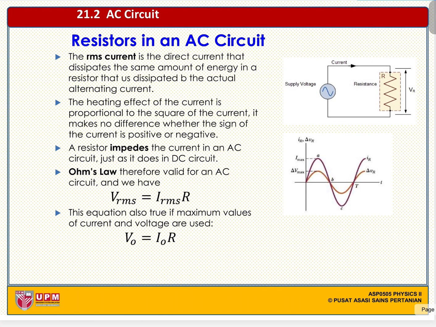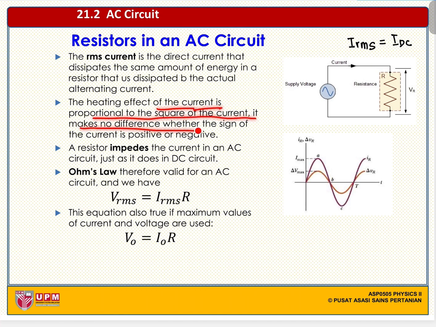So, that means the current that we will use is IRMS, which is will be equal to I DC yang dissipated same power in the resistor. Okay, the heating effects of the current is proportional to the square of the current.